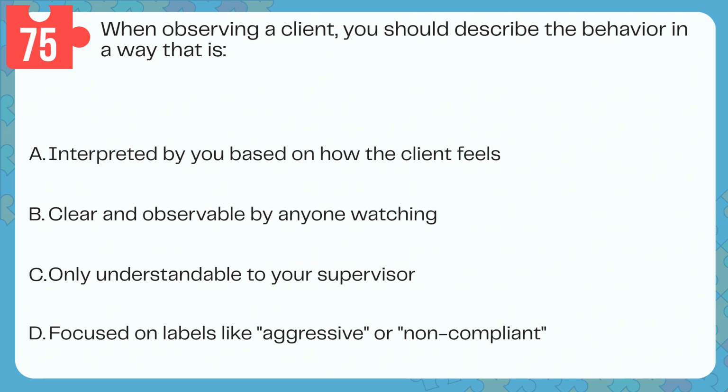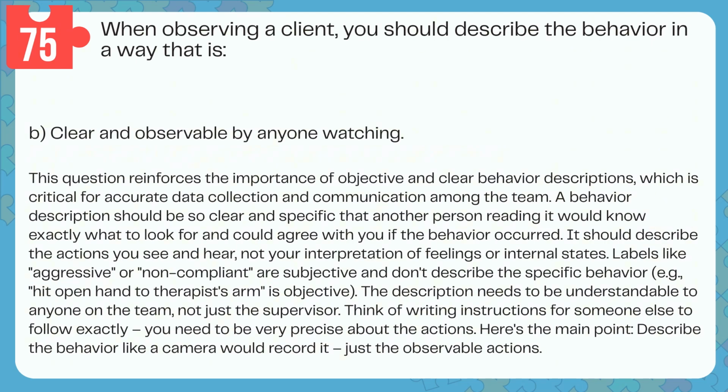Question 75. When observing a client, you should describe the behavior in a way that is: A. Interpreted by you based on how the client feels. B. Clear and observable by anyone watching. C. Only understandable to your supervisor. D. Focused on labels like aggressive or non-compliant. Answer: B. Clear and observable by anyone watching.